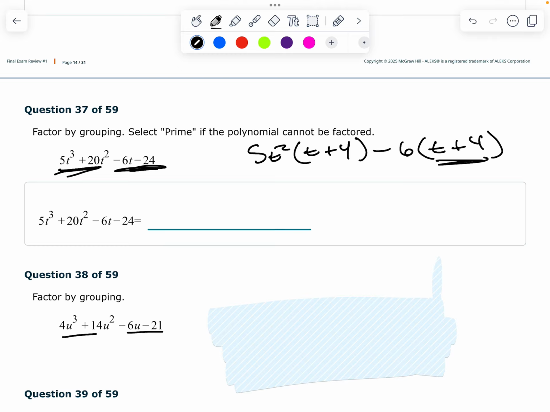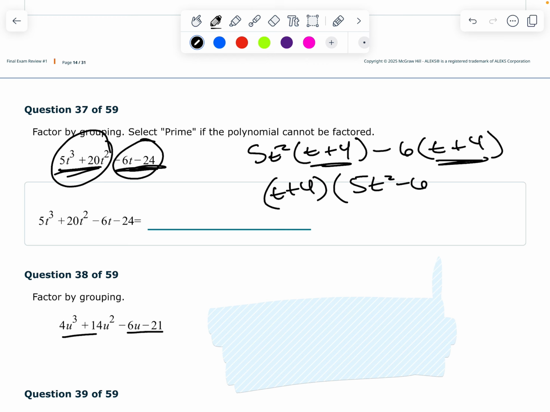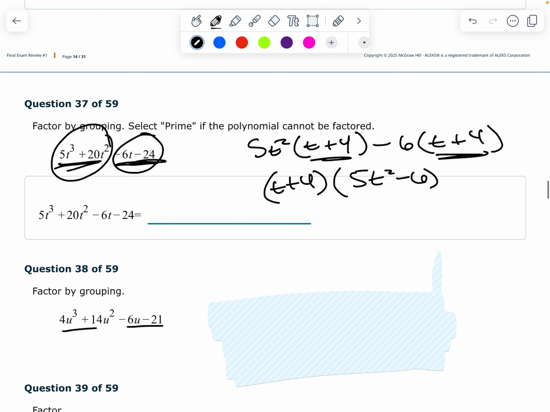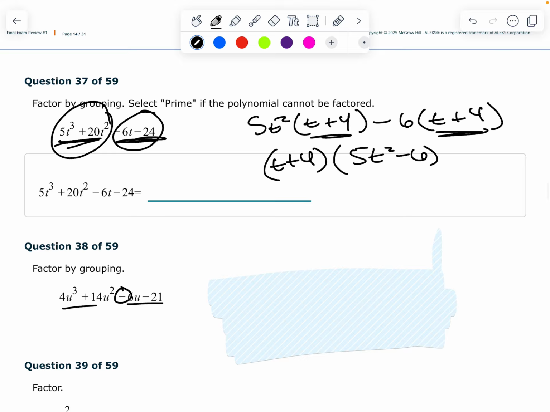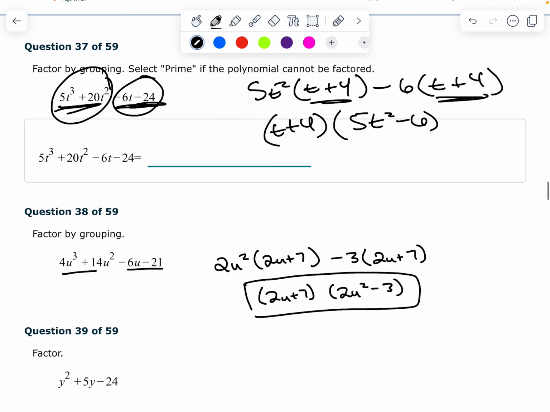Notice that these two parentheses match. I know I'm doing something correctly. And now I have to do GCF 3 times. That was 1 time, 2 times, 3 times. I need to take a t plus 4 out of both, and I'll be left with 5t squared minus 6. Do the same thing on 38. Notice there's a minus sign in the middle. You know you'll have a minus sign. This is what my factoring looked like.